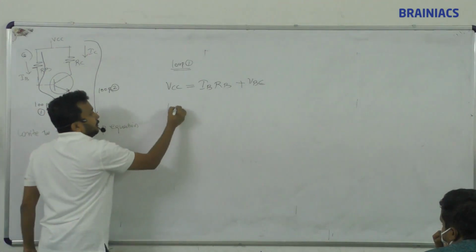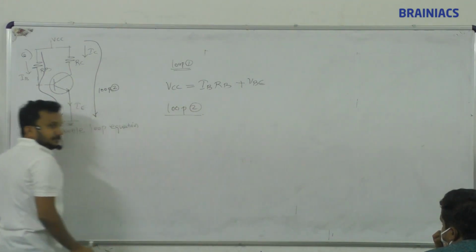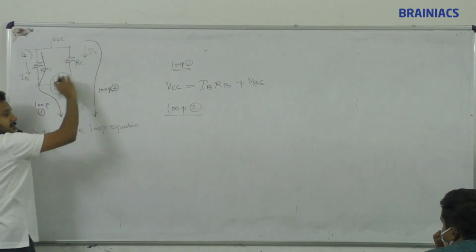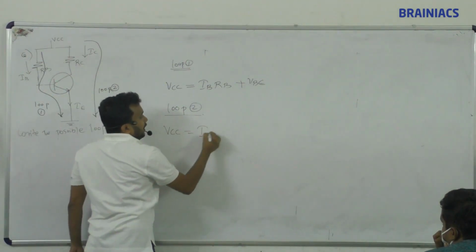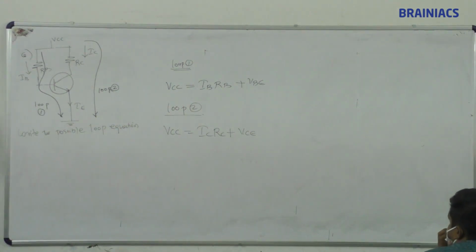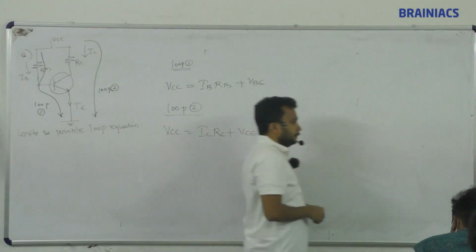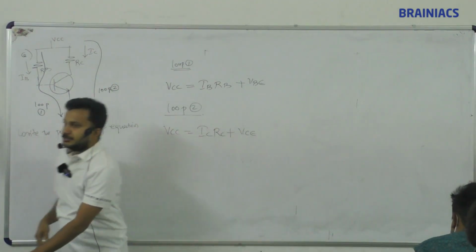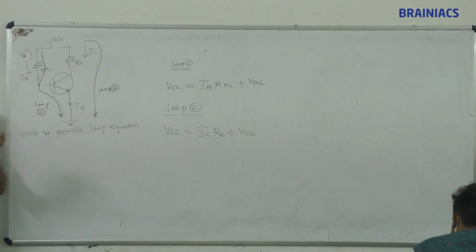So loop 1 is done. Now we come to loop 2. Without drawing the circuit we can save some time. Similarly on the output side, who is using? ICRC is using, then VCE is using. So VCC equals ICRC plus VCE. That's all. Okay. Without drawing the circuit, you assume the supplied voltage given by you is used by all the elements in the circuit.